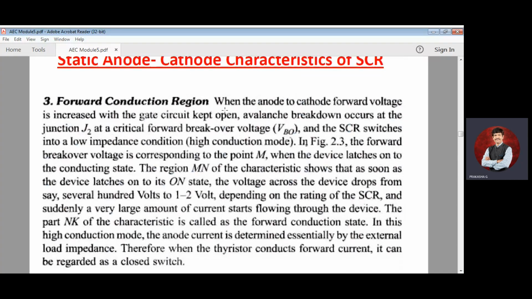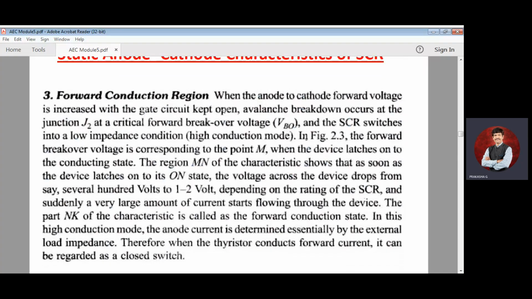Now, forward conduction. What happens? Whenever J2 also becomes forward biased, it comes as forward conduction. When the anode to cathode forward voltage is increased with the gate circuit kept open, avalanche breakdown occurs at the junction J2 at the critical forward breakdown voltage, and the SCR switches into a low impedance, high conduction mode. The forward breakover voltage corresponds to the point M, when the device latches on to the conduction state. So this is how exactly forward conduction comes into the picture.